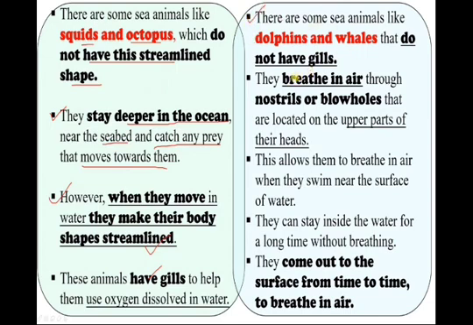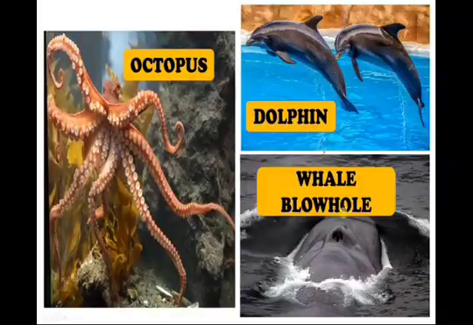And children, note the point: dolphins and whales are sea animals that do not have gills, but they breathe air through nostrils or blowholes, which are located on the upper parts of their heads. Which organ is there to breathe? Yes, nostrils or blowholes, which are present on the upper part of the head.